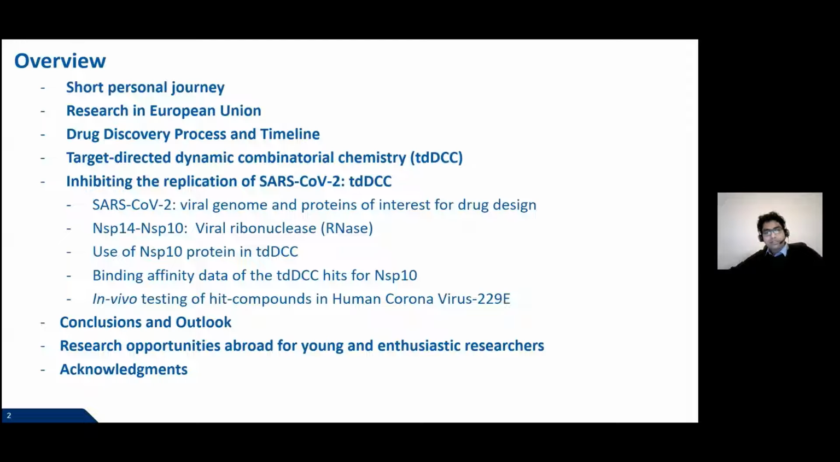Then I will jump into the results where we found some inhibitors of SARS-CoV-2, which is a coronavirus, using this technique. Finally, the conclusion and outlook, and lastly, I will show you the different research opportunities abroad for young and enthusiastic researchers from India. And finally, the acknowledgements.